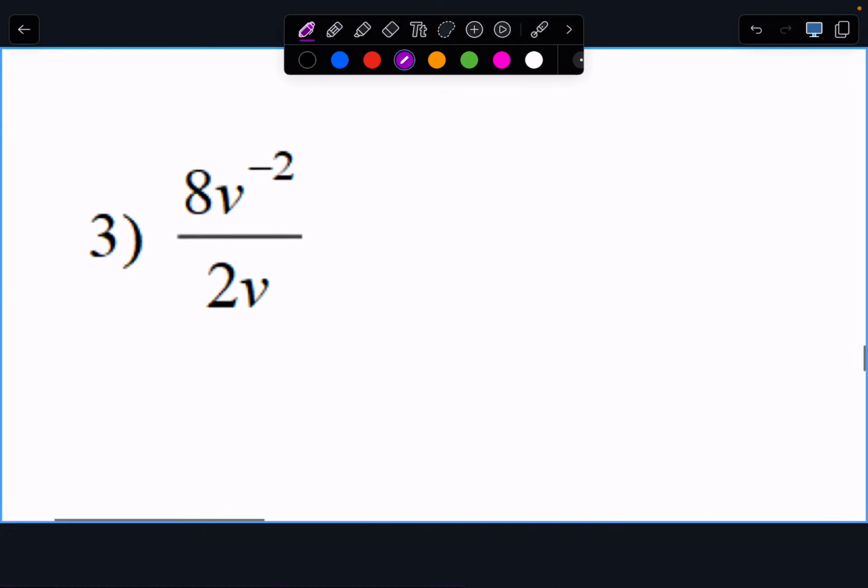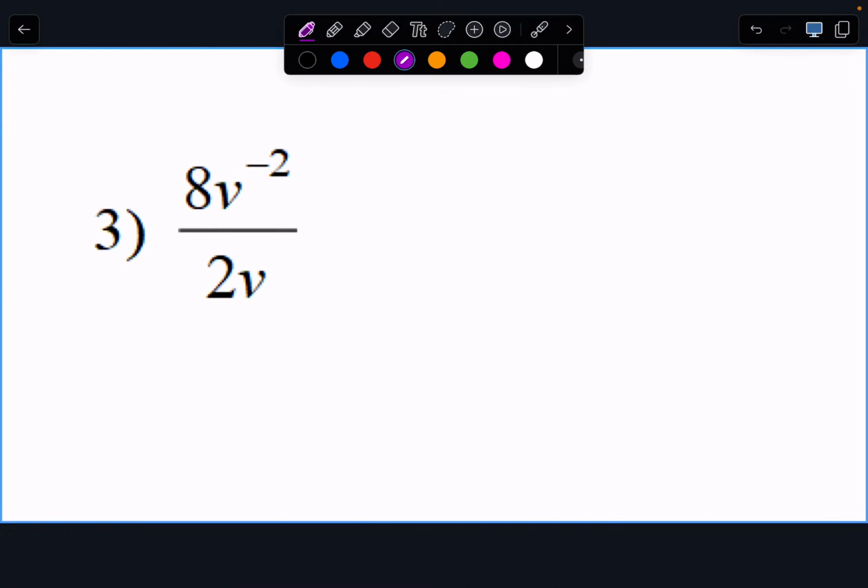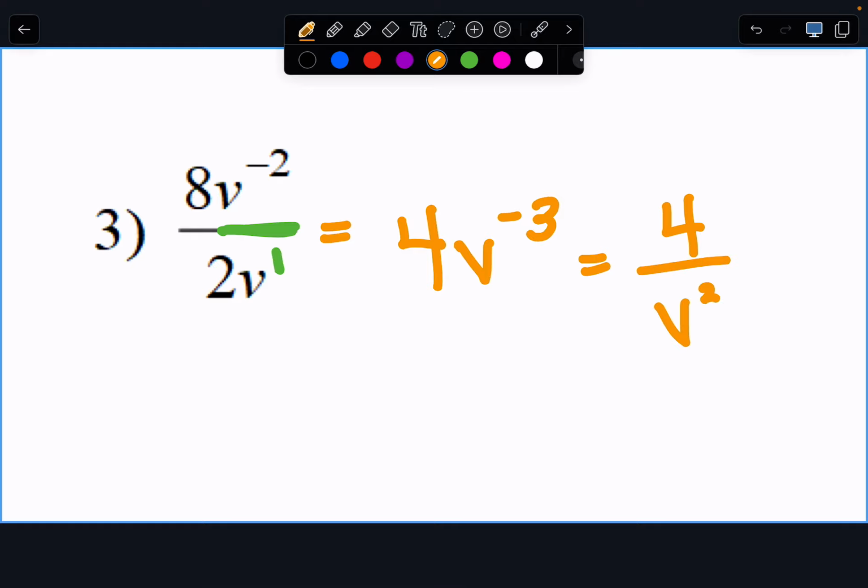Okay. Now we're dividing. Okay, so let's be normal. What's 8 divided by 2? Okay. But then, since we're dividing, what do we do with negative 2 and 1? We subtract. What is negative 2 minus 1? All right. So negative 3 is our exponent because we subtracted. Again, can we leave a negative exponent? The 4 needs no attitude adjustment, but the v to the 3rd does.